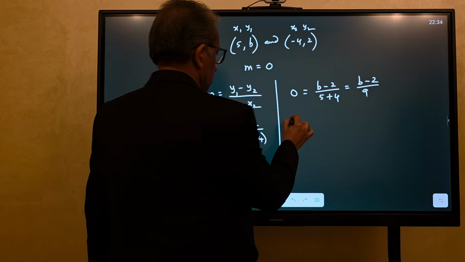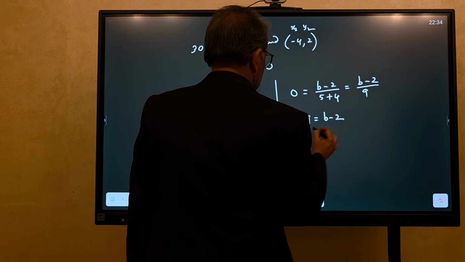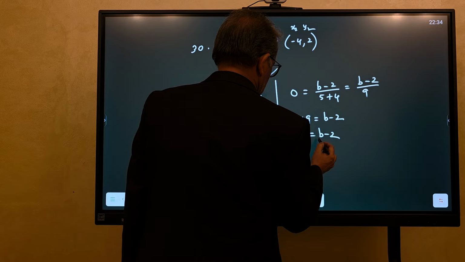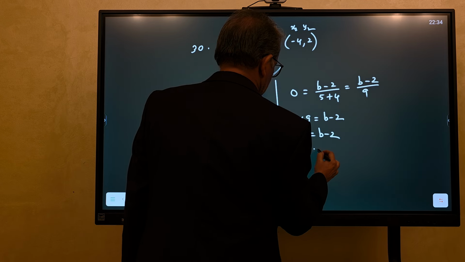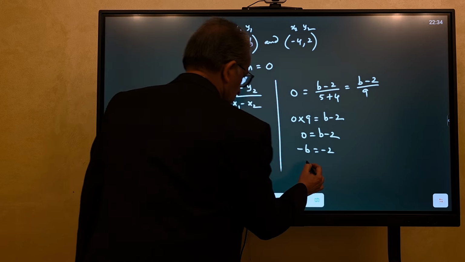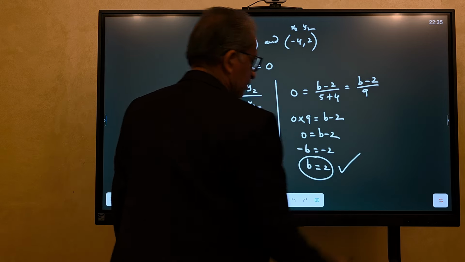Cross multiply. 0 into 9 equals b minus 2. That is 0 equals b minus 2. Therefore, I will bring b to the left. Then minus b equals minus 2, which means b equals 2. That is the answer.